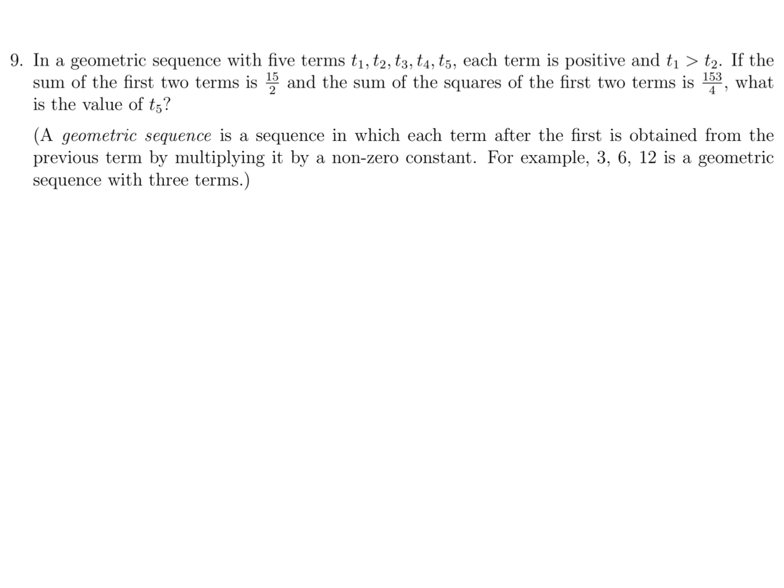In a geometric sequence with 5 terms, t1 through t5, each term is positive and t1 is greater than t2. If the sum of the first two terms is 15 over 2 and the sum of the squares of the first two terms is 153 over 4, what is the value of t5?